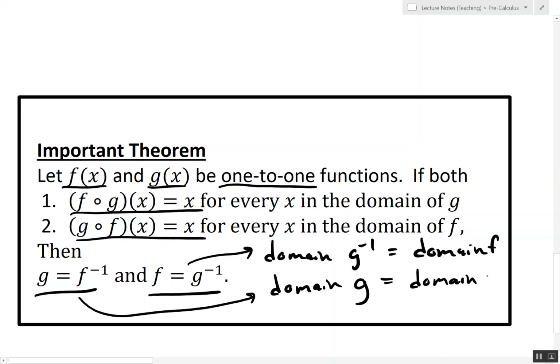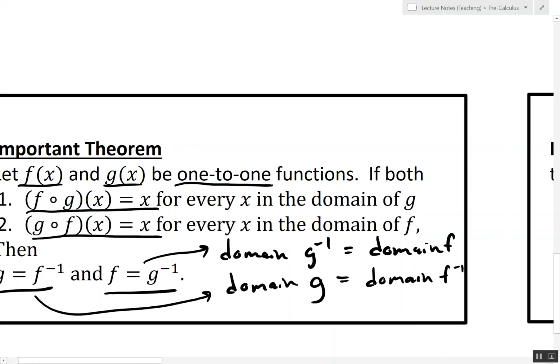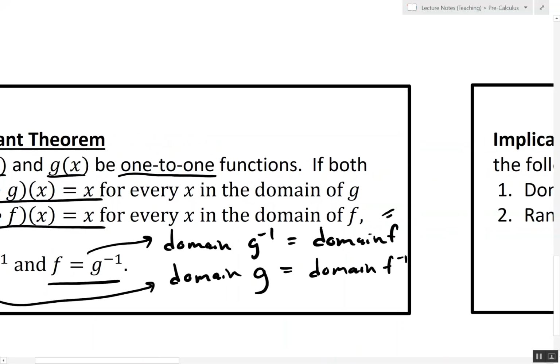But we also know some things about inverse functions. We know that the domain of f is going to be the range of f inverse, and the domain of f inverse is going to be the range of f. All we're doing is switching. When we create an inverse, all we do is switch the x and y coordinates. And so all you're doing is changing the range into the domain and the domain into the range. So this equality is always true for any function.